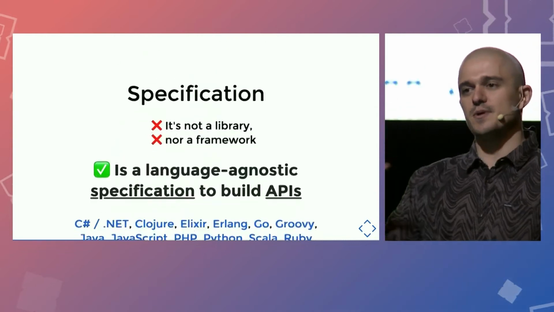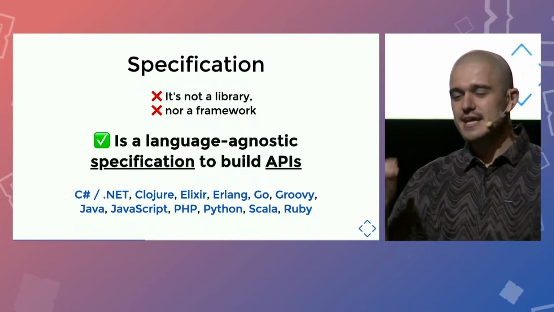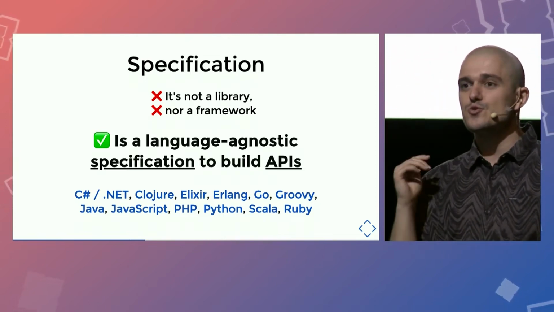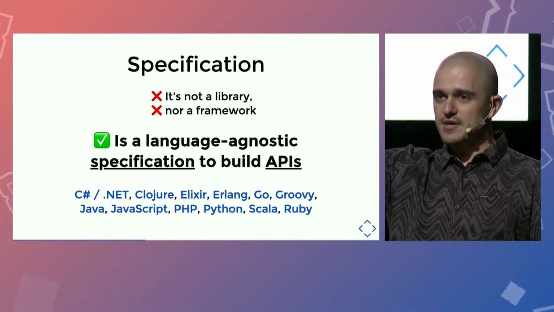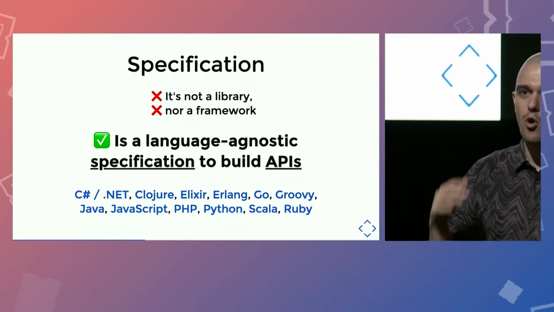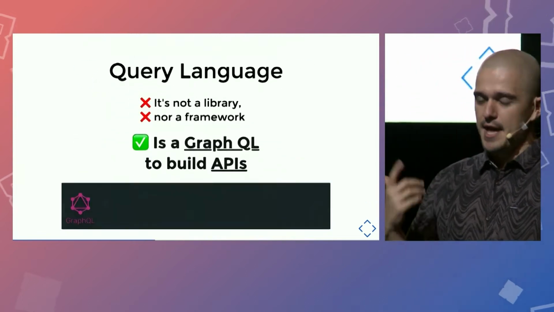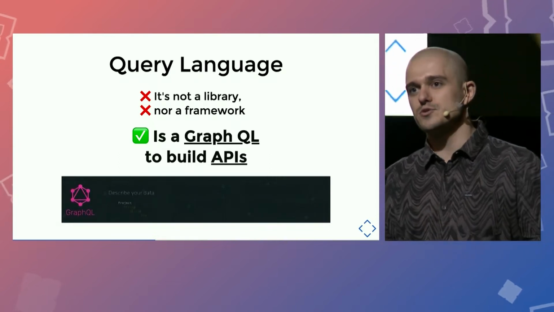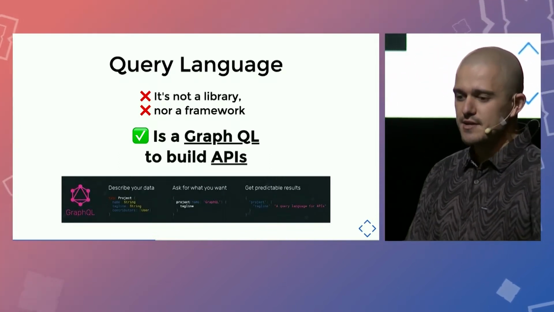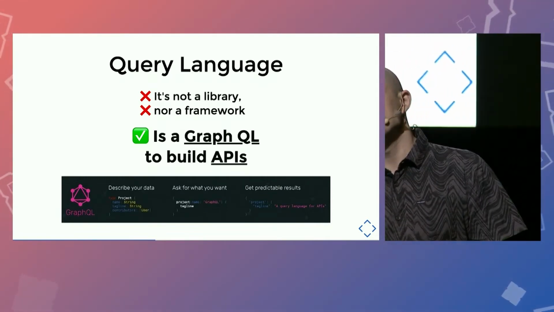So first, GraphQL is, and this is super important, please: it's not a library. It's not a fancy new framework. It's a language-agnostic specification to build APIs. So please remember, if you don't know GraphQL yet: GraphQL, specification, and APIs. And you can see at the bottom all the languages where you can implement a solution for creating GraphQL APIs. Next, again, it's important. GraphQL is not a library, it's not a framework. It's a graph query language to build APIs, where we are going to describe our data, ask for whatever we want, avoiding overfetching, and then we are going to get predictable results.